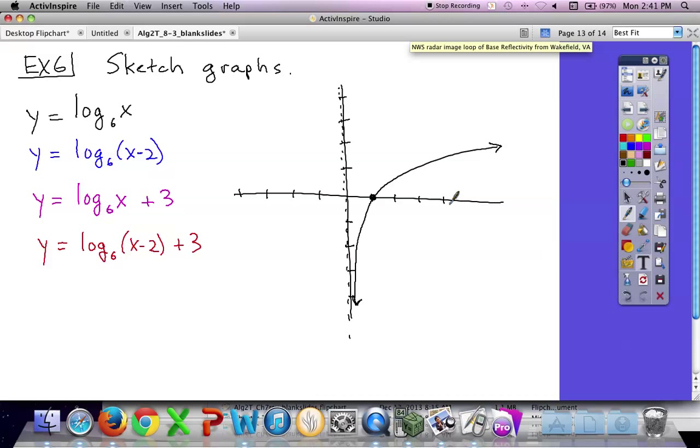Okay, let's try the blue one. Okay, what's the shift going on here? -2 inside means right 2. Does that move the asymptote? Yeah, you take a vertical line, you roll the whole thing to the right, it's going to move a vertical line here. Right? It's going to take our x-intercept and move it here. And so the new graph looks like that.